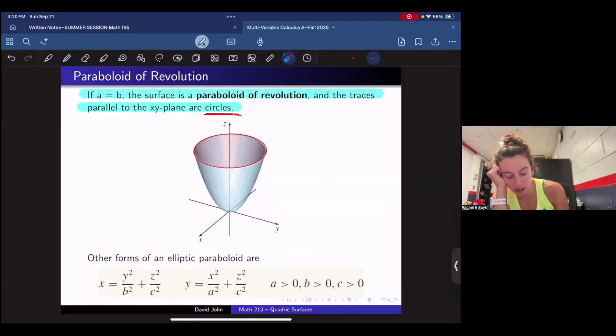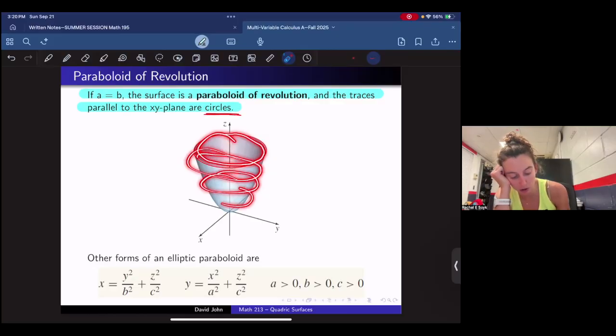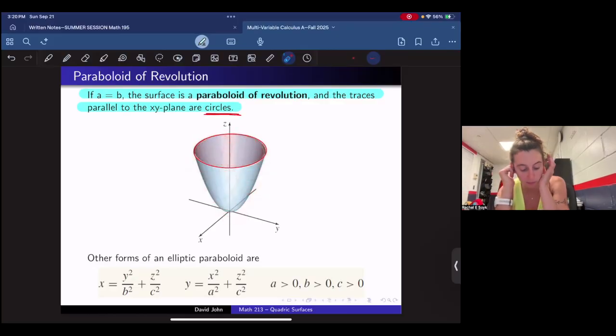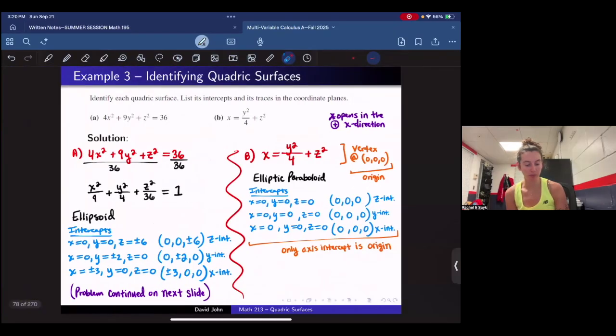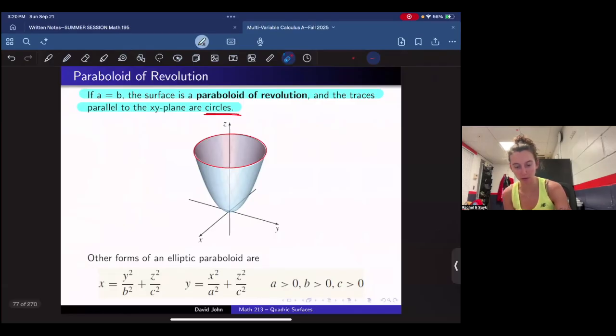So I demonstrated that above here, but we can repeat it as we go all the way down to create this elliptic paraboloid. And then last but not least, these are just other forms of an elliptic paraboloid where the different x, y, and z's are being squared. I don't think this was covered up, so let me cover it for you guys.